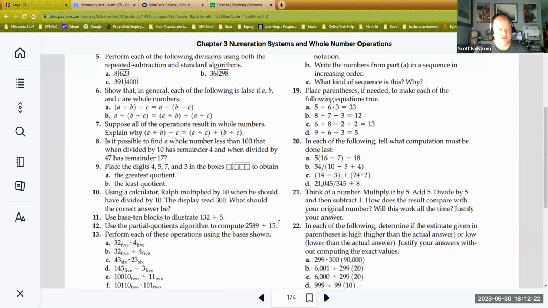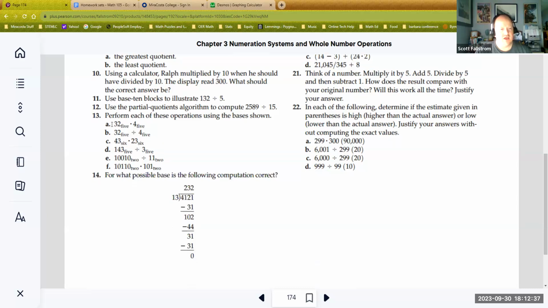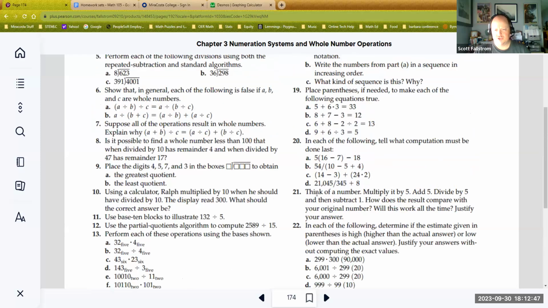As you take a look, you've got similar questions to what you had before. Place numbers in boxes to obtain the greatest quotient or the smallest quotient. Now remember, the quotient is what you get as the answer to the division problem, so you can check yourself there. Perform operations using the bases shown. You've got bases 2, 5, and 6. We'll be doing some of that in Fivania, so I wouldn't stress that part out too much.